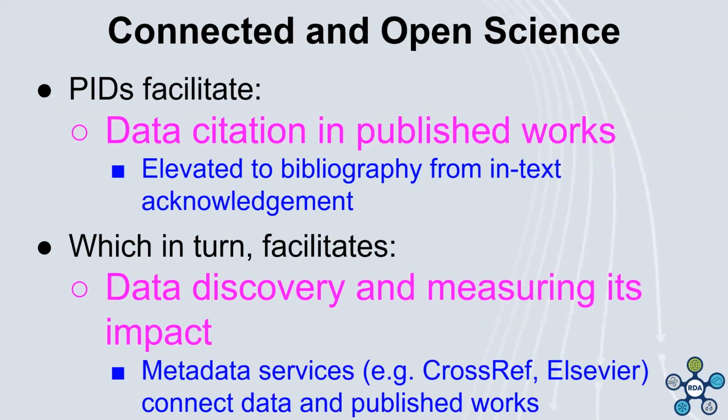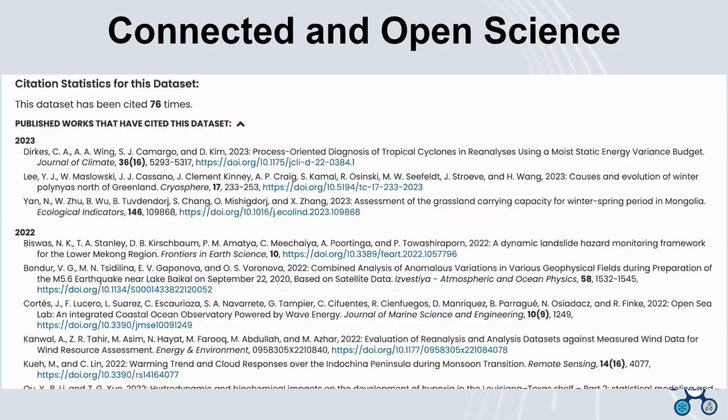So bringing it around to connected and open science, recuration and persistent identifiers that now are possible that weren't always there, these things facilitate things like data citation and published works. It elevates the data citation to the bibliography from maybe just an acknowledgement somewhere in the text. And that helps with discovery and impact measurement, because metadata services like Crossref and Elsevier can now connect data with published works.